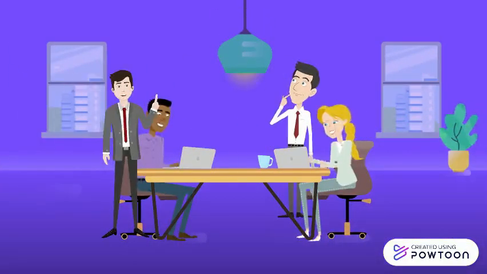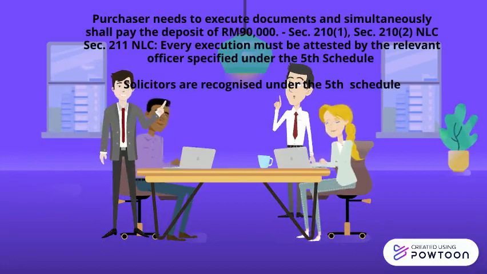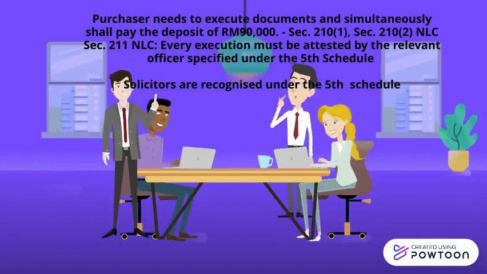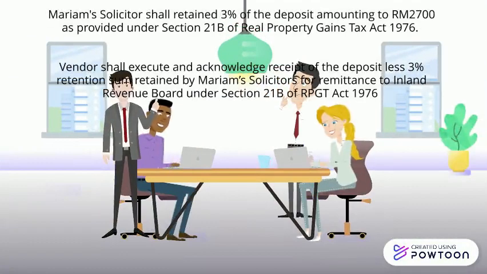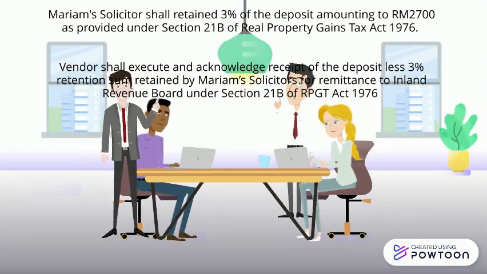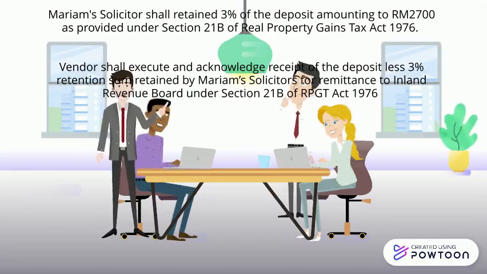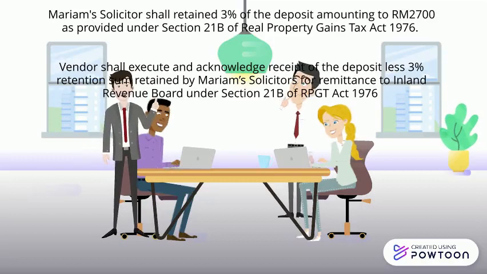Maryam needs to execute documents and pay the deposit of $90,000 simultaneously, and solicitors of both parties should attest the agreement. Maryam's solicitor shall retain 3% of the deposit, amounting to RM2,700, as provided under Section 21B of Real Property Gains Tax Act 1976. The vendor then shall execute and acknowledge receipt of the deposit less 3% retention sum retained by Maryam's solicitors for remittance.